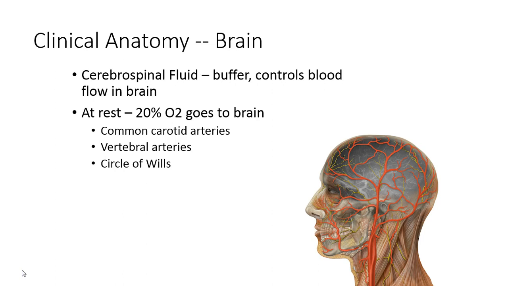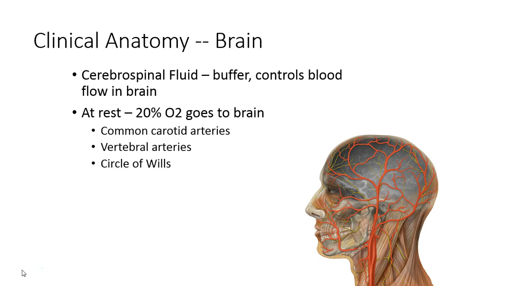So we just talked about bleeds in the brain, and why do we have so many bleeds in the brain? Well, let's take a look at this picture. This guy has got some serious blood vessels in his brain, right? So your cerebral spinal fluid buffers and controls blood flow in the brain. And as you notice, there's a lot of blood flow.